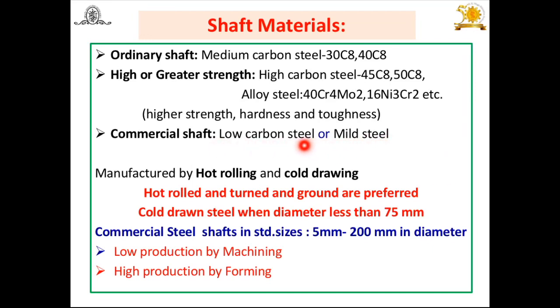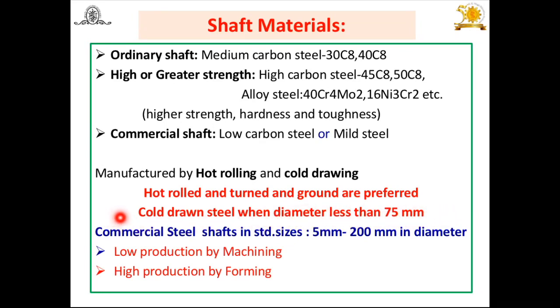Again, how are shafts manufactured? Generally, you will find shafts are manufactured by hot rolling and cold drawing processes. Generally, hot rolling and then turning and grinding to obtain the required superfinish size are preferred. Here, cold rolled steels are preferred when diameter is less than 75 mm, and for larger ones, hot rolled are preferred. Again, here the cold drawing process is not preferred because of the residual stresses, because to mount the different machine elements on the shafts, slots or keyways are to be provided on the shaft. Because of that, the material which is removed from the shaft disturbs the stresses on the surface of the shaft.